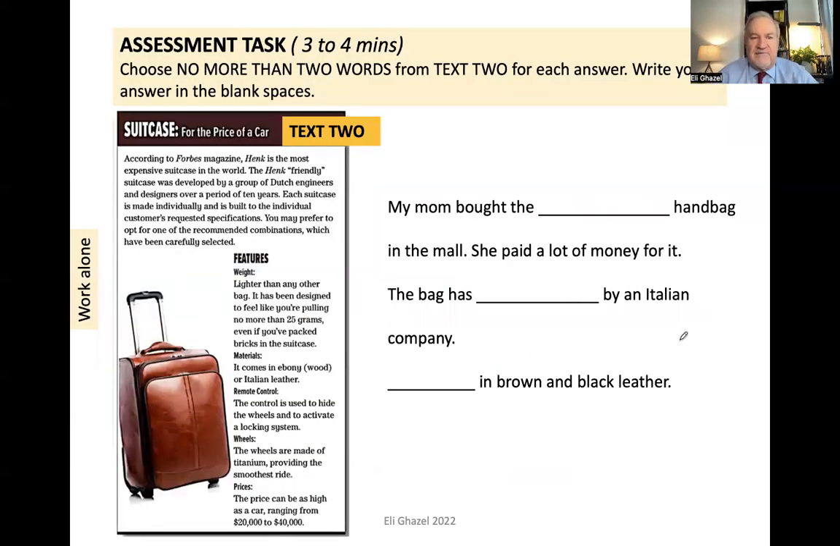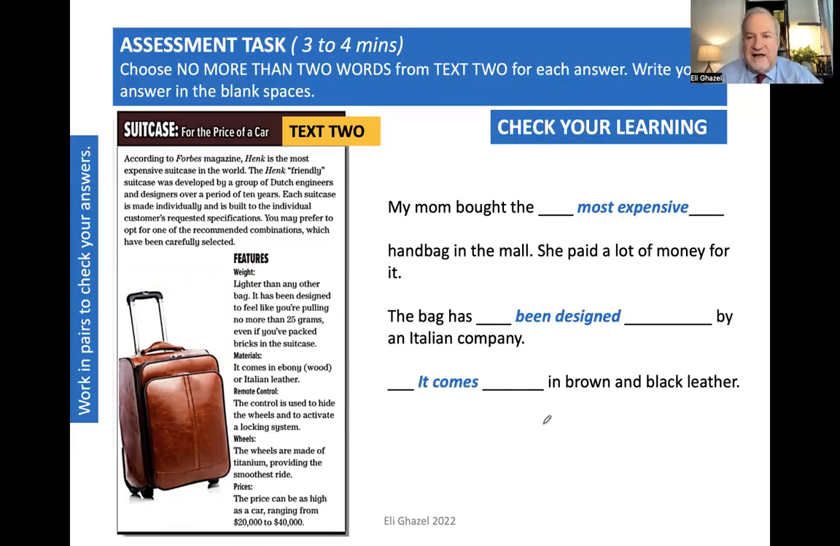Now you do the same thing with the next one. You tell them to look at the text, not to open their books, but you can ask them to open their books too. There is no problem. My mom bought the what handbag in the mall. Remember, we can put 1 word or we can put 2 words, all right? So the students are learning construction of details. And when they finish, you show them the answers and they can correct their own answers.